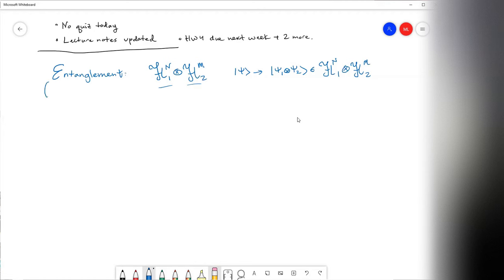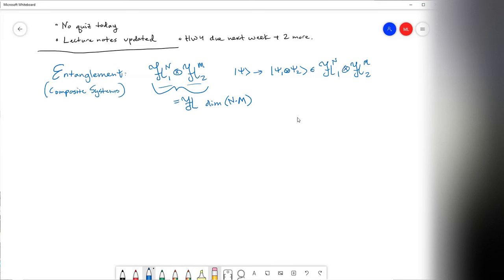Maybe it's better to call this composite systems. That's really what we're worried about. And this tensor product is in itself a Hilbert space. It's also some Hilbert space with dimension n times m. So we'll be doing spin 1/2 particles, putting them together. So the dimension there would be 2 times 2, which is 4.